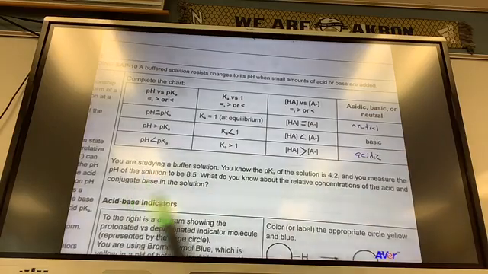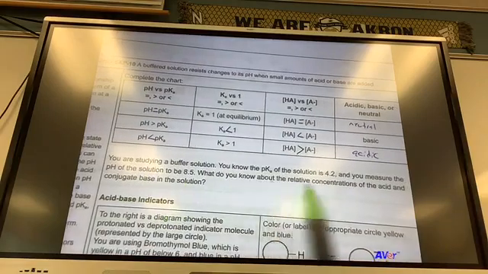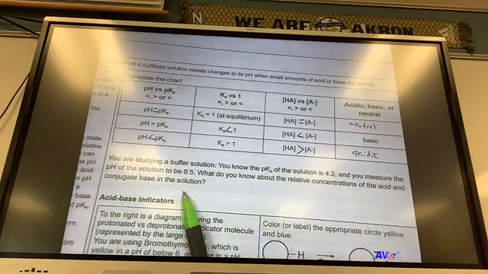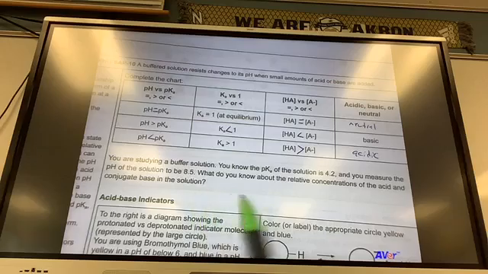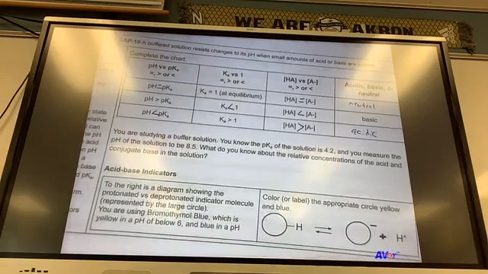You're studying a buffer solution. You know the pKa of a solution is 4.2. You measure the pH of the solution to be 8.5. What do you know about the relative concentrations of the acid and conjugate base in solution?